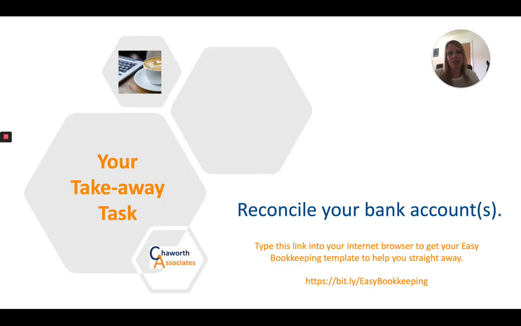So that leads me to your takeaway task. Your takeaway task for today is to go away and reconcile your bank account or accounts. I would put in here and your physical cash, but I didn't want to scare you all off. Let's do one little thing at a time. Again, remember, reconcile is just matching each transaction off to a physical paper receipt and then allocating what type of expense it might be, or if it's an income, putting it into your sales category.